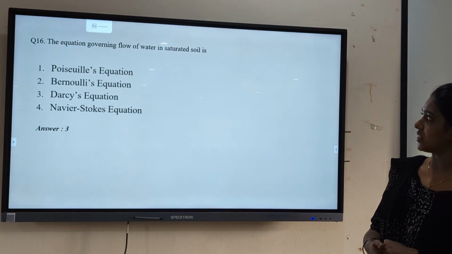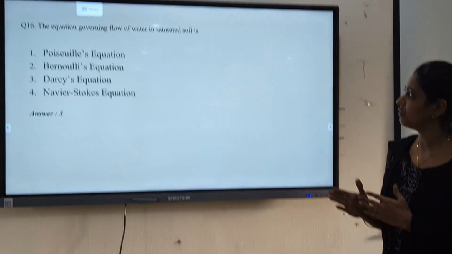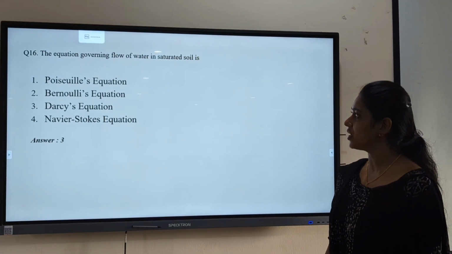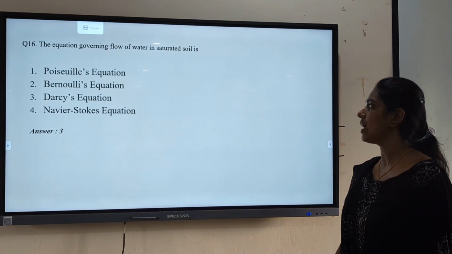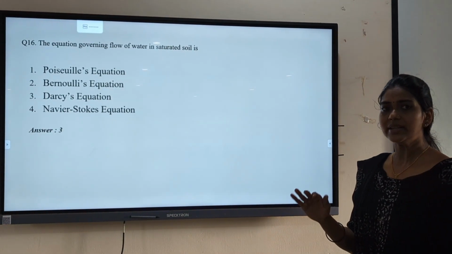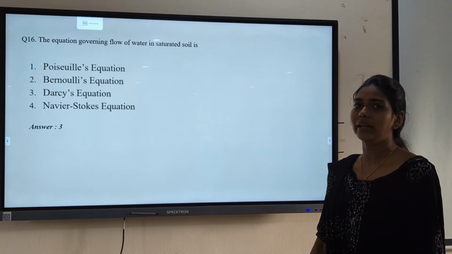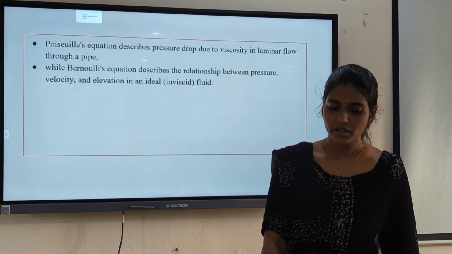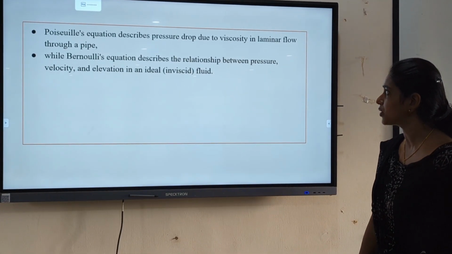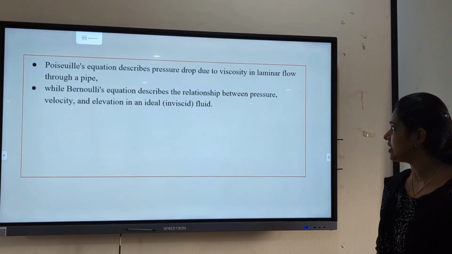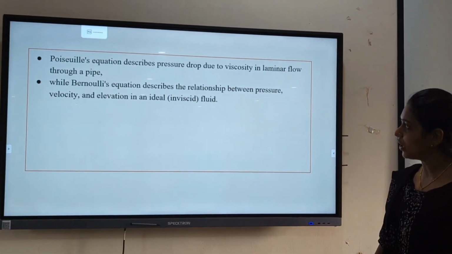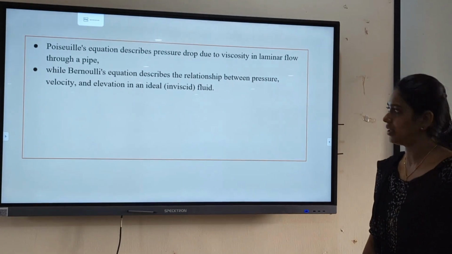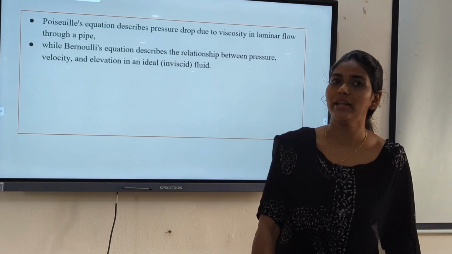Now in the next question, we have to find the right equation governing the flow of water in saturated soil. Options: Poisson's equation, Bernoulli's equation, Darcy's equation and the Stokes equation. The flow of water in saturated condition is always governed by Darcy's equation. So the correct answer is option 3. Whereas Poiseuille's equation describes the pressure drop caused due to viscosity, particularly in laminar flow, and Bernoulli's equation describes the relationship between pressure, velocity and elevation. But saturated flow is explained by Darcy's law.